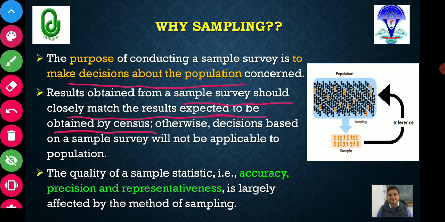The quality of sample statistics, that is accuracy, precision and representativeness. So the sample should be accurate, precise and representative. It is largely affected by method of sampling. So method of sampling is very important. Whenever you are taking sample based on our study, based on the population, based on the researcher and many other factors, we are deciding which method of sampling we have to apply. And this method of sampling we are adopting based on getting accurate result, precise result and representative sample.